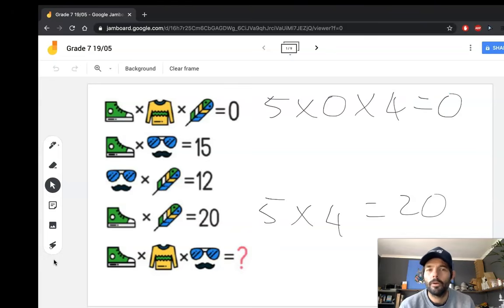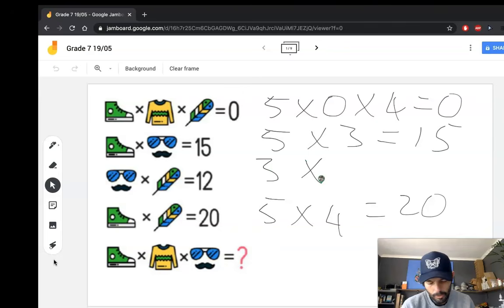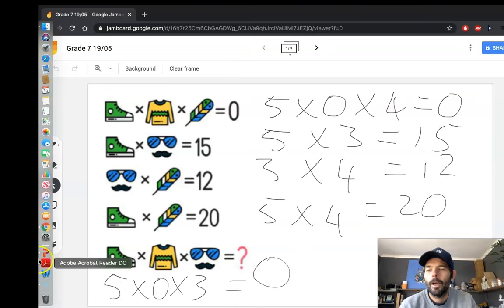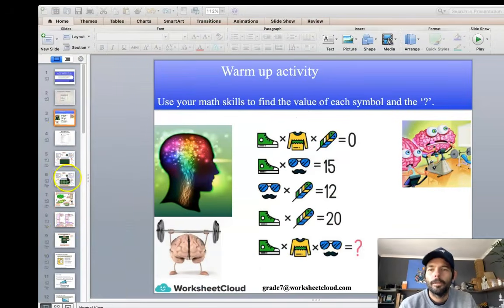Then the second line, I know that the sunglasses and the moustache are going to be 3 because 5 times 3 is 15. So 3 multiplied by 4 is going to give me 12. So that works out quite nicely. And then I've got 5 times 0 times 3, and we know that anything multiplied by 0 is 0. Okay. Well done if you worked that out.